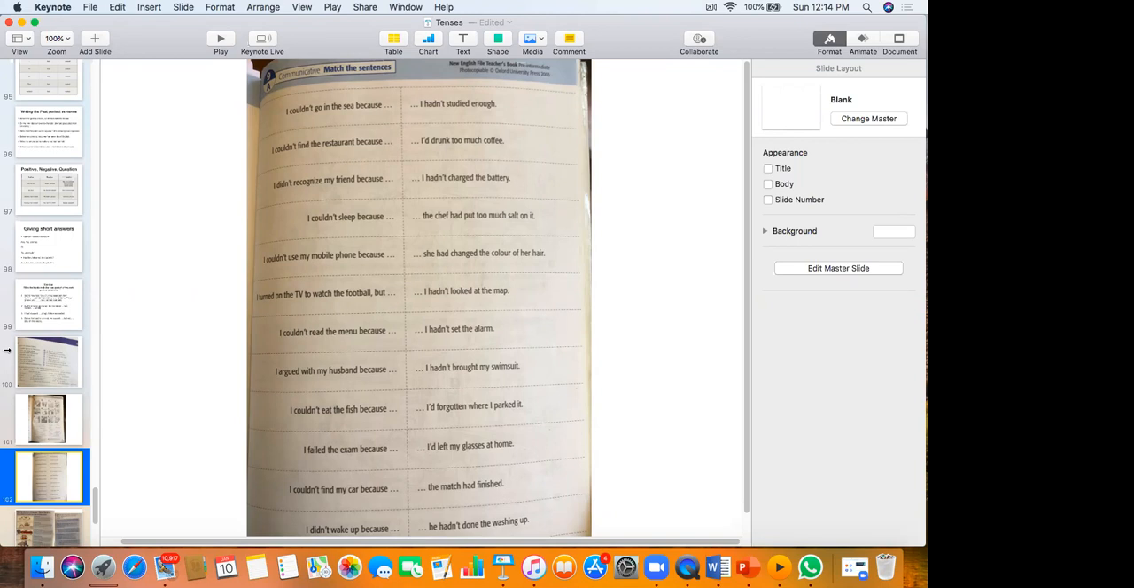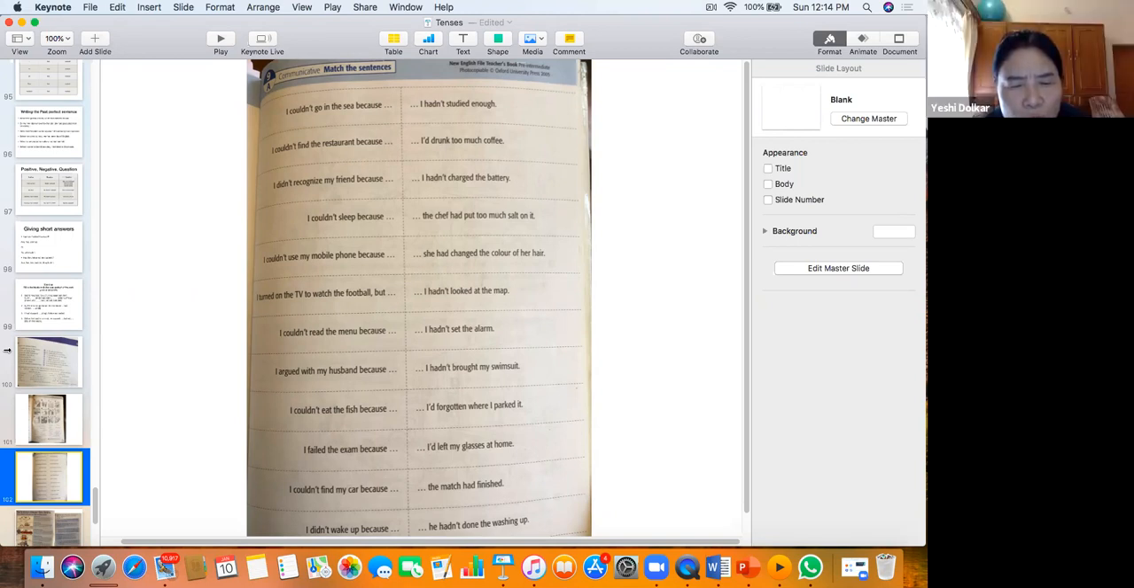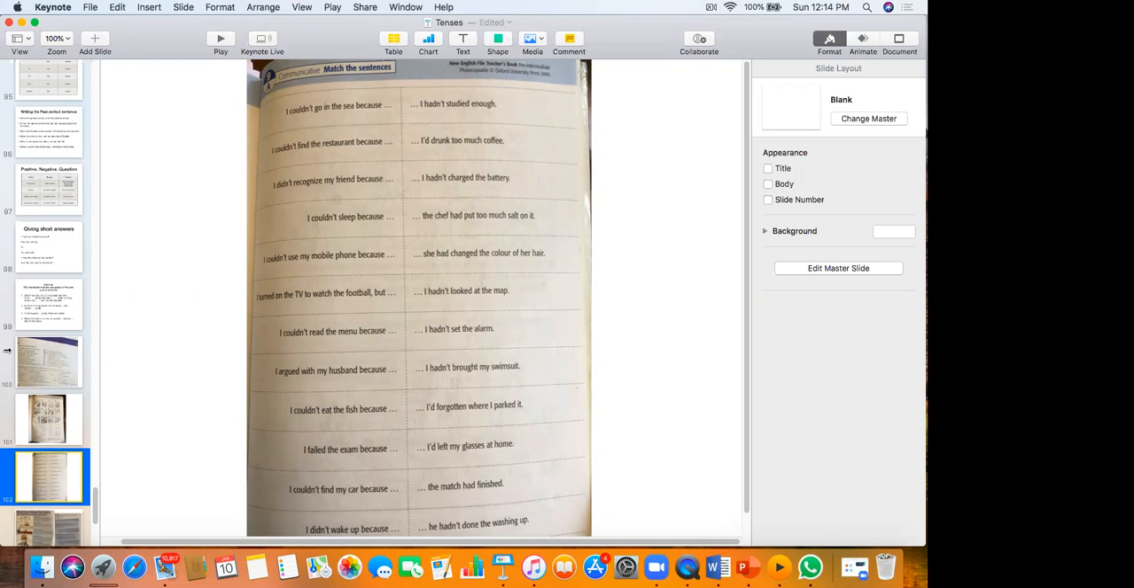I argued with my husband because he hadn't done the washing up. Yes, he hadn't done the washing up. Okay. And the next.